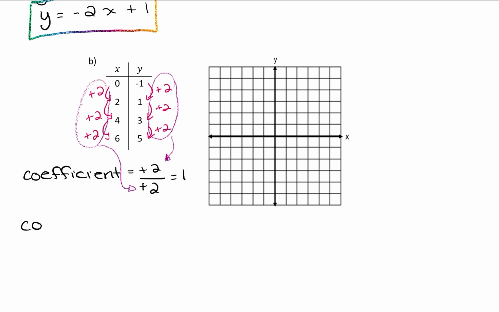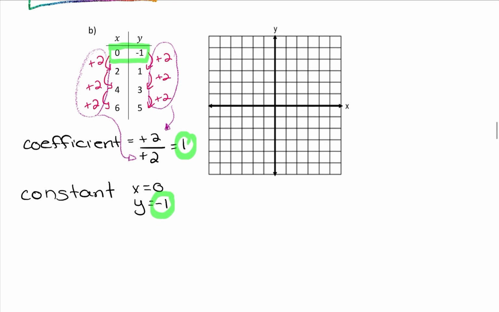Okay? Now to find my constant. Remember, to find your constant, you're looking for when x is 0, what is y? Always. So when x is 0, what is y? Well, let's go to our table of values, and let's find where x is 0. When x is 0, y is negative 1. So these are the two numbers I need to use to make my equation.